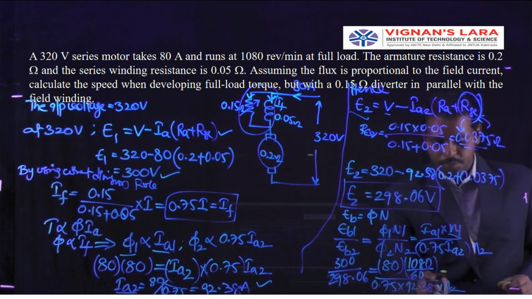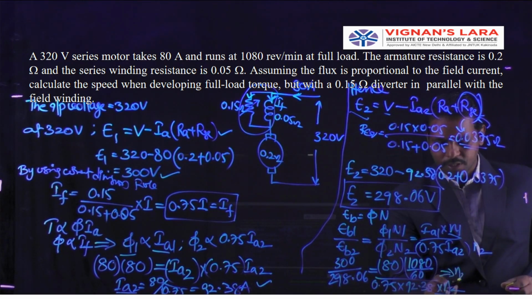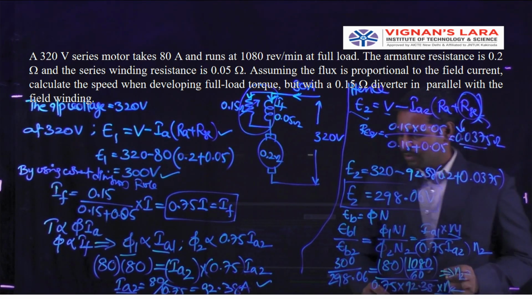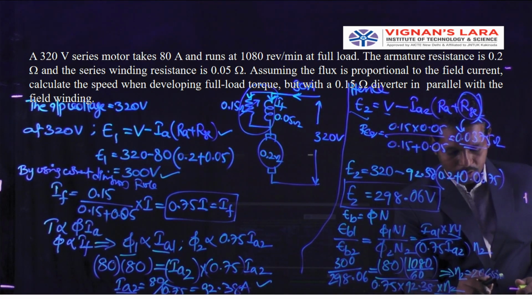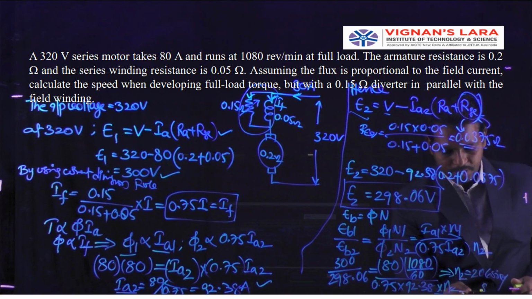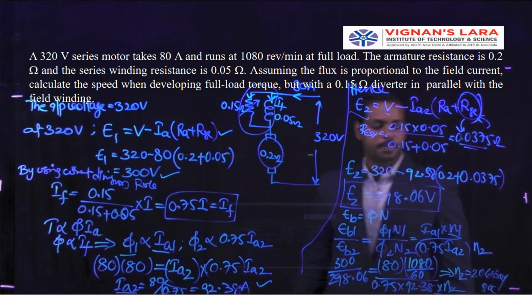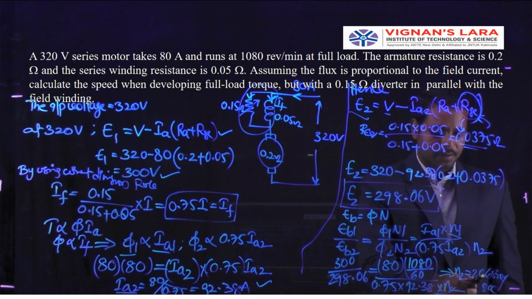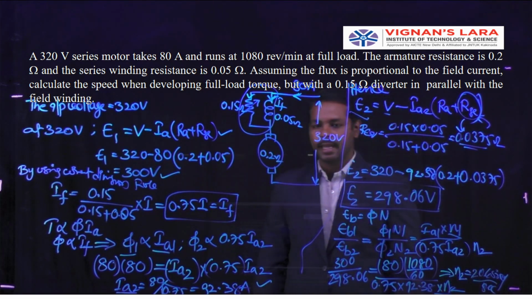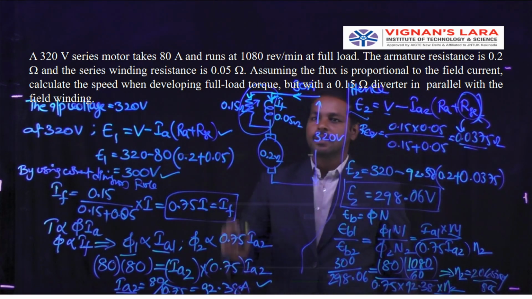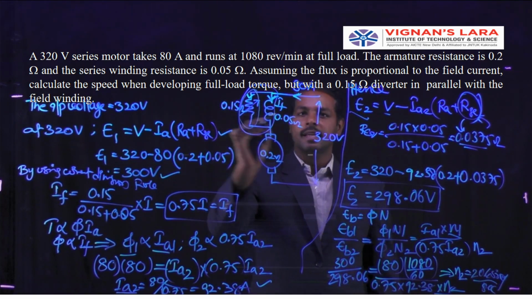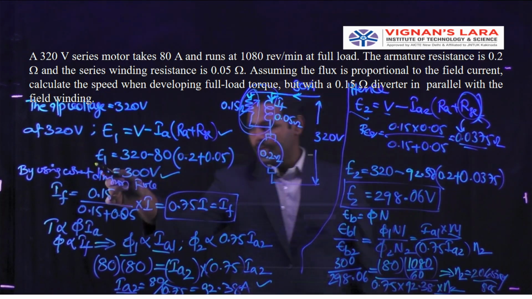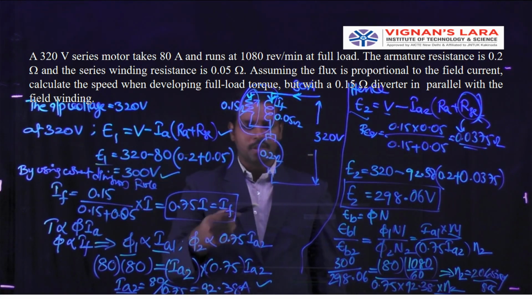By simplifying this equation, N2 is equal to 20.65 revolutions per second. Okay. So in the first condition, without a diverter or external resistance, we can find out the back EMF E1 based on the given data.